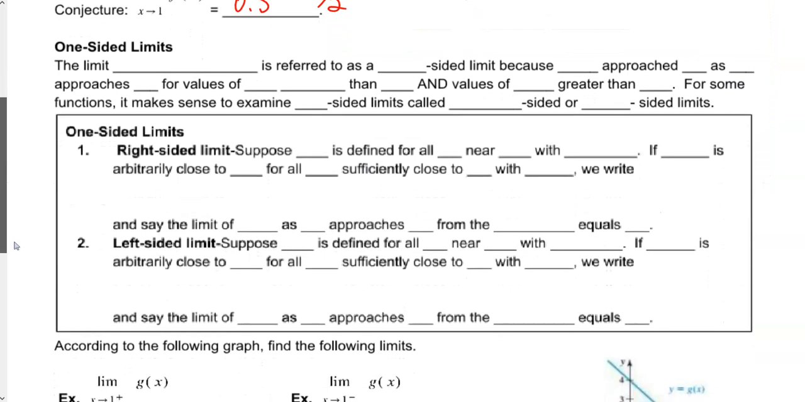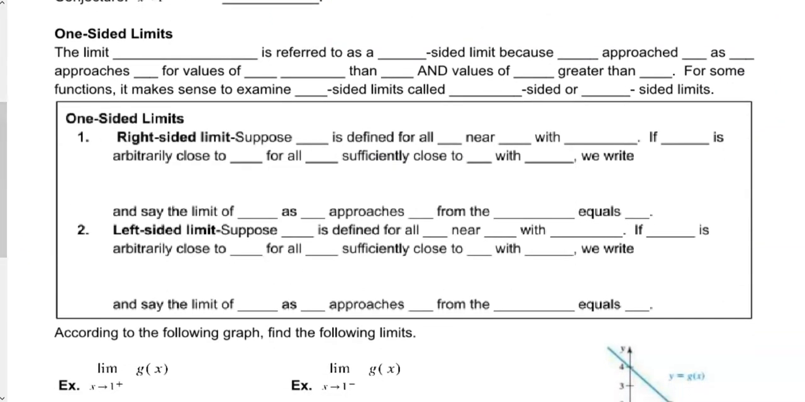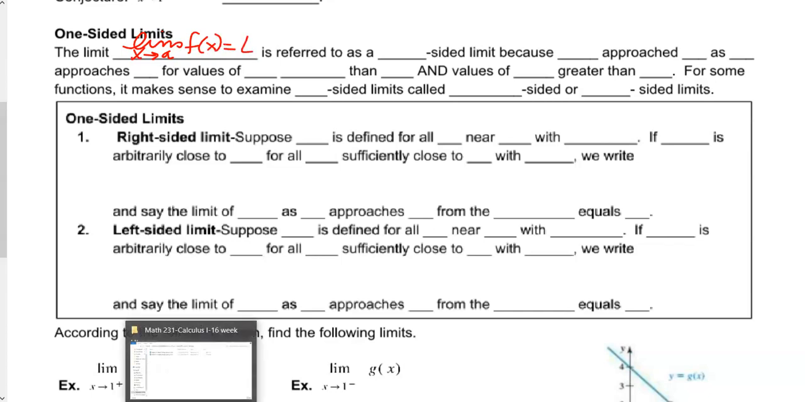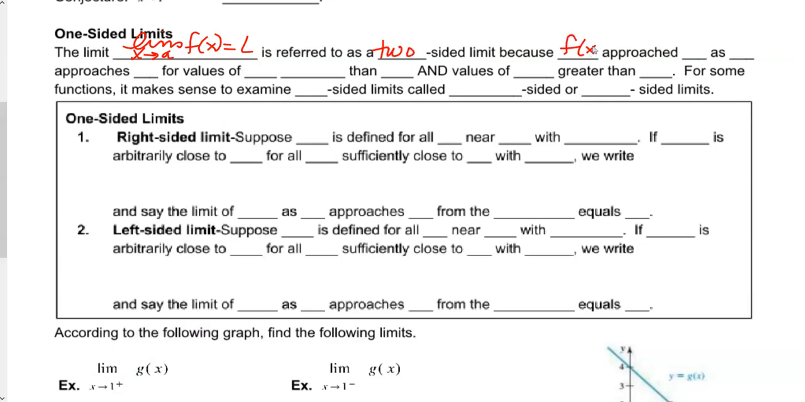So you've done that in section 2.1. We may do a little bit more of that to get that idea across. So, we can talk about one-sided limits. What we were looking at is kind of from both sides. So if I have the limit as x approaches a of f of x equaling L, that is referred to as a two-sided limit because f of x approaches L as x approaches a for all values of x less than a and values of x that are greater than a. Okay, so it kind of gets both sides there.